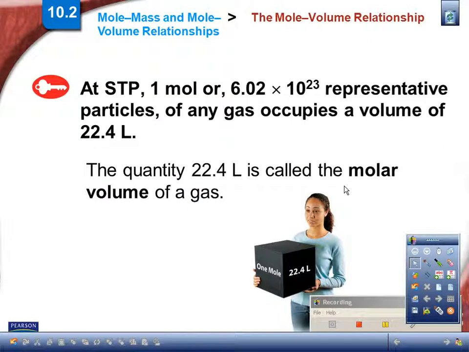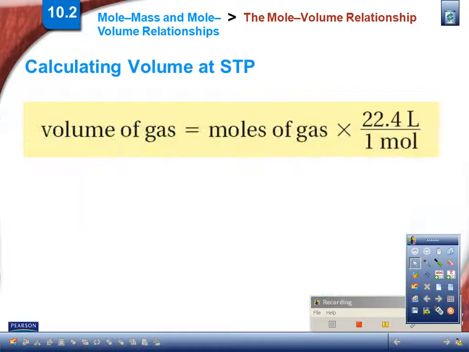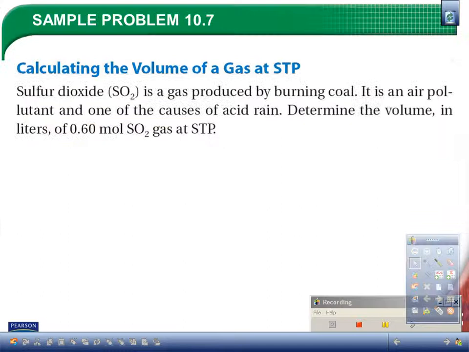Called the molar volume because it's the volume of a mole. Okay, so this is a constant. It's always the same. And this is our conversion factor we're going to use. So when we work it out, it comes out quite simple. All we're going to do, again, we're going to use the same process.